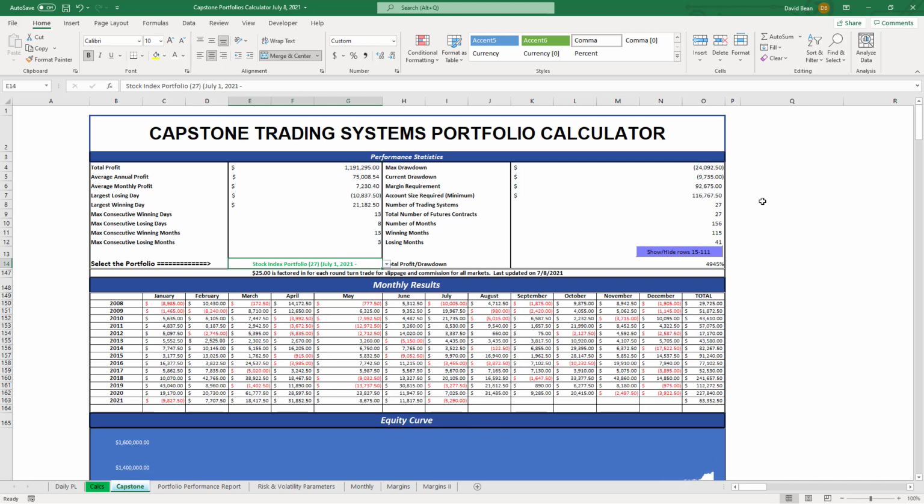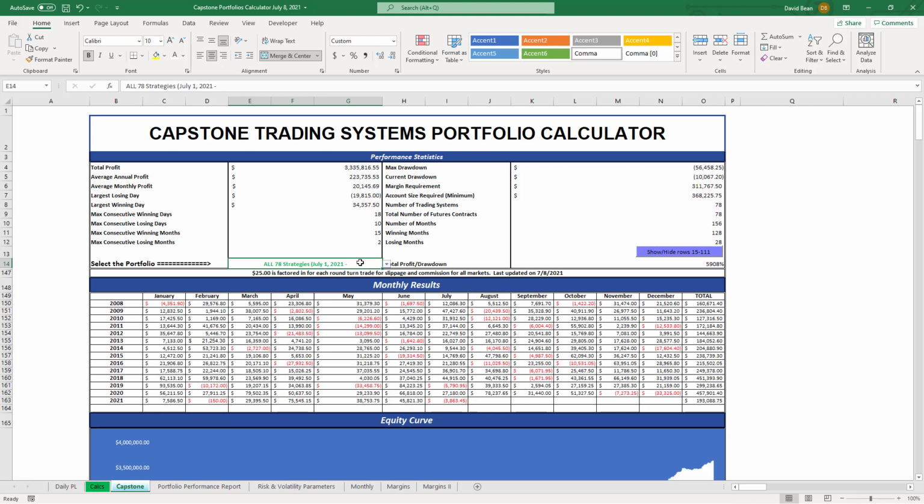So AT 21 is a better strategy. Sometimes the diversity, the drawdowns don't line up the same way, and so it does increase it on the all 78. That is a big portfolio though. So the 200K portfolio, the drawdown does not change.